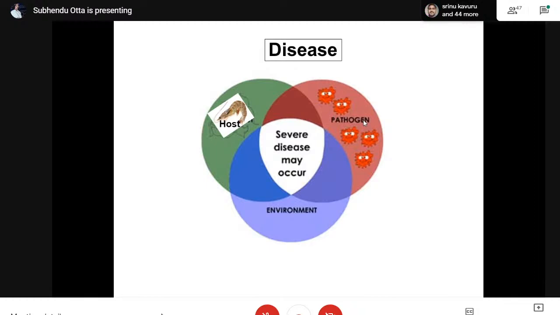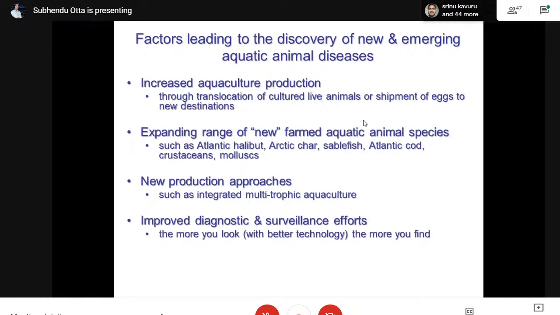Now, why are we getting very often new and emerging aquatic animal diseases? The first factor is that our intention is to increase aquaculture production. To do that, we have to bring aquatic animals from somewhere else, or send them from our place to some other place, depending on the demand. Because of this translocation, when you are transporting or importing the animals, pathogens will also be there along with them, because we cannot separate the pathogen from the animals. In that way, pathogens may spread from one place to the other.